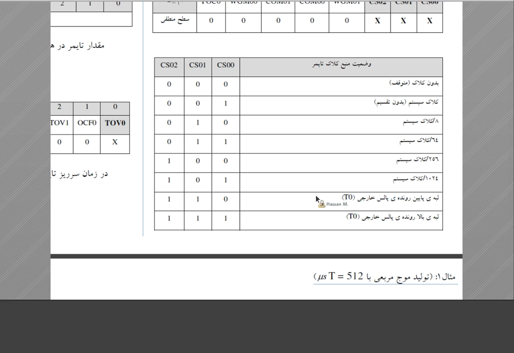Mode 6: the timer is in counter mode. External input pin T0 is activated by the falling edge of T0. That's right. And this item means falling edge of T0. Mode 7: we are in counter mode by the rising edge of T0. That's right.